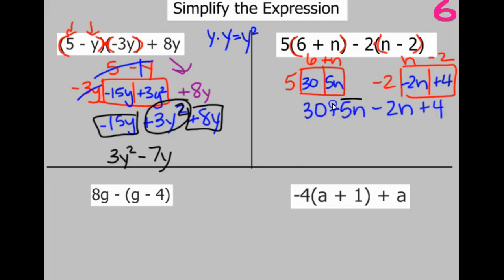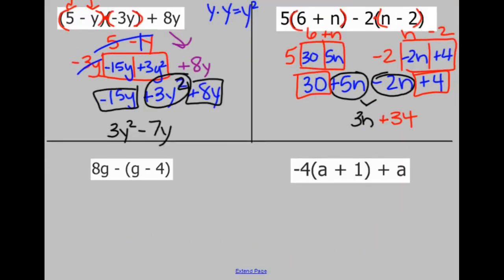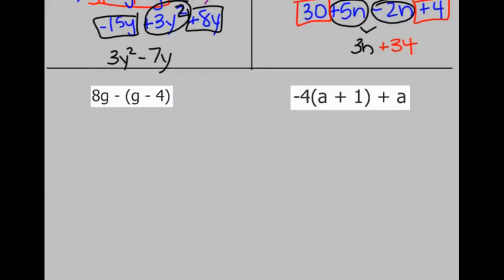Now I'm going to combine our like terms. 5n minus 2n, 5 minus 2 gives us 3n. And 30 plus 4 is 34. Alright, two more like this.